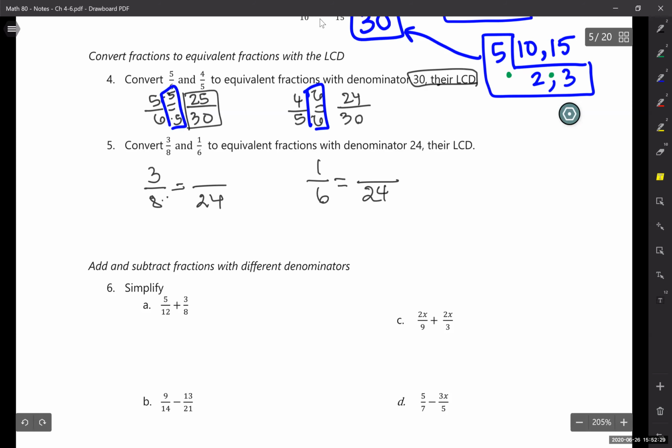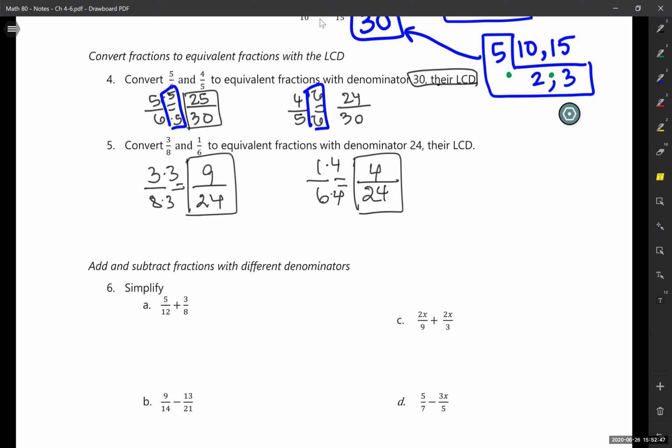Well, 8 times 3 is 24. So I'm going to multiply the numerator by 3 and get 9 for my first fraction. 6 times 4 is 24. So I'm going to multiply the numerator by 4 and get 4 over 24 for my second fraction.